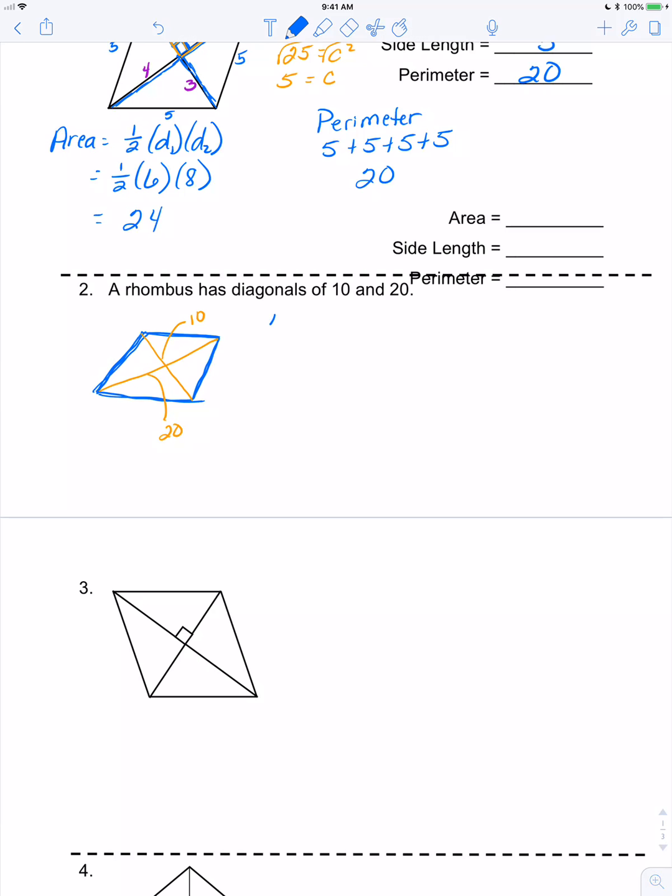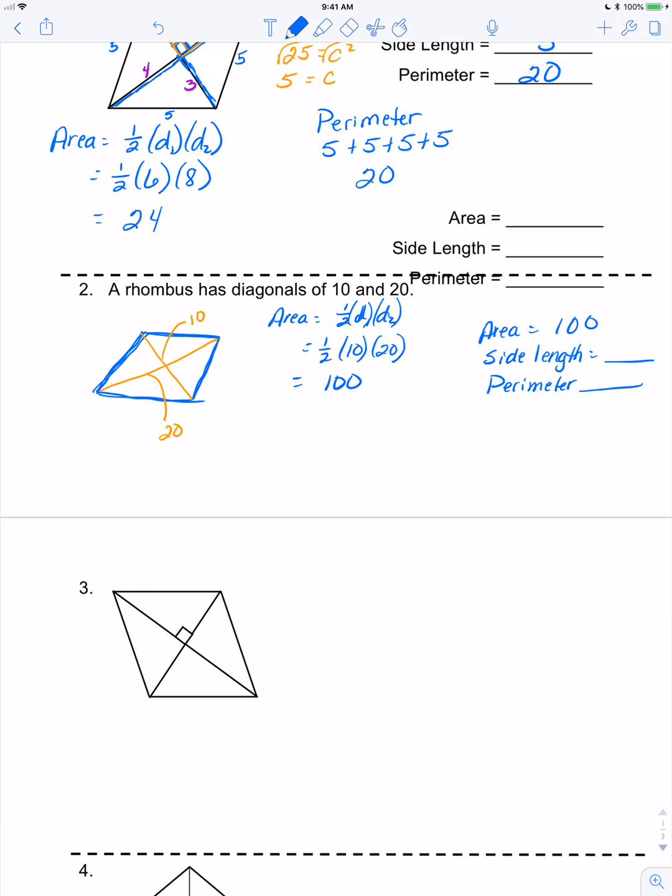So area, again, using our formula, 1/2 diagonal 1 times diagonal 2 gives us 1/2 10 times 20, and that is 100. So the area is 100. So our side length, and then we're going to look for perimeter.